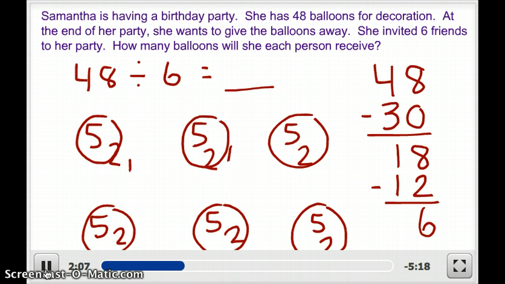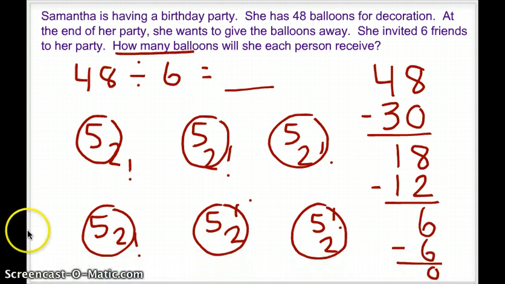I can add 1 more balloon to give to each of my friends. 1, 2, 3, 4, 5, 6. That means the rest of the balloons have been subtracted from my bigger number.